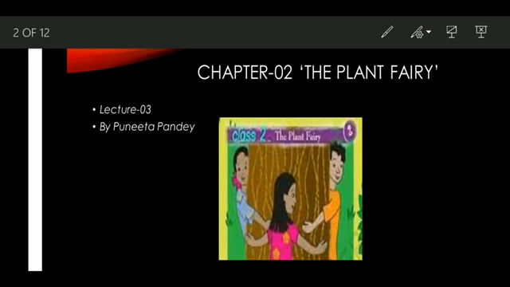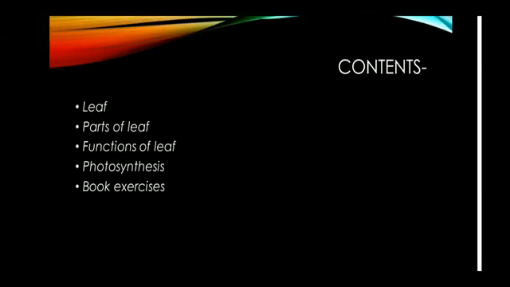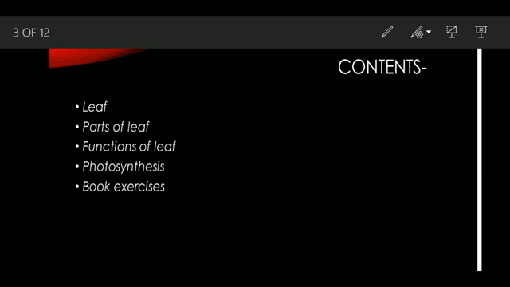As you know, we have started the second chapter of your favorite subject, environmental science. The name of this chapter is The Plant Fairy. We have read about the different types of plants. We have also read about herbs, shrubs, and trees, and the differences between herbs, shrubs, and trees. So let's see what we have to read in this chapter.